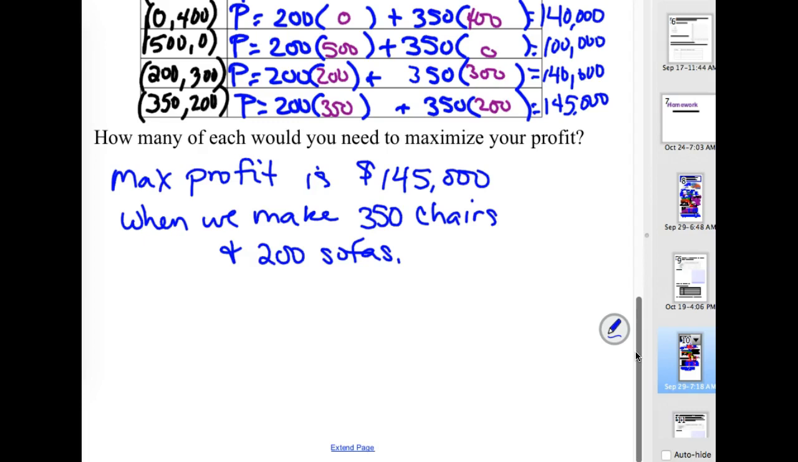Do I have them flipped around? Are you agreeing or not? You are right. These should be reversed. Is that where our mistake was? Okay, so we want how many? 200 chairs and 300 sofas? Does that make sense? Okay.